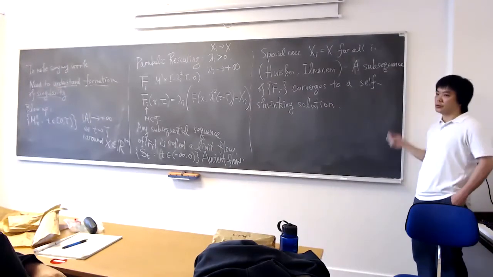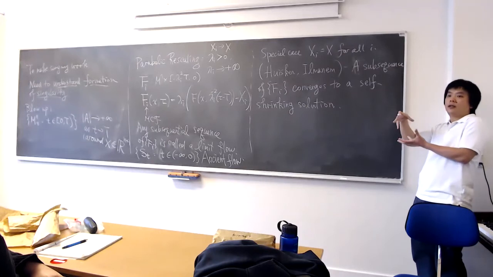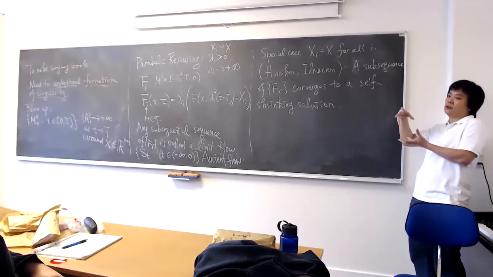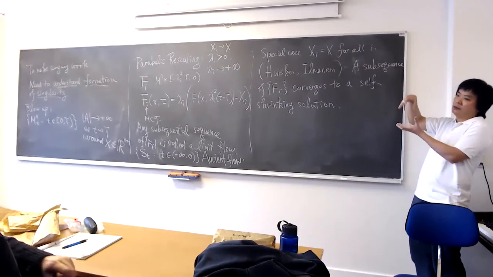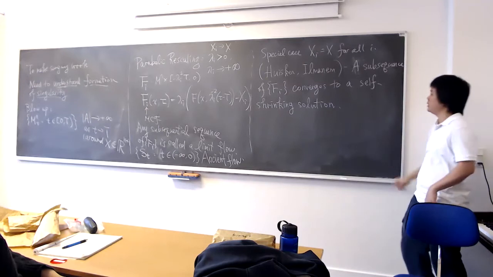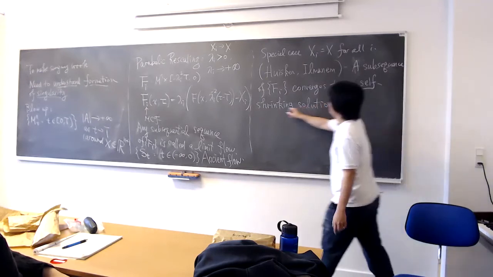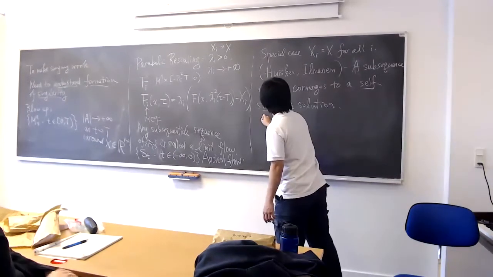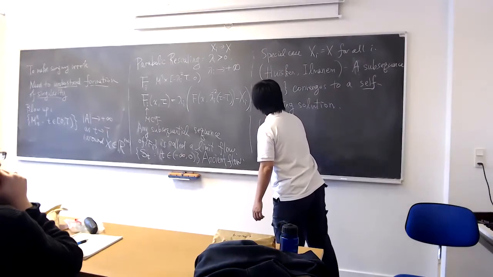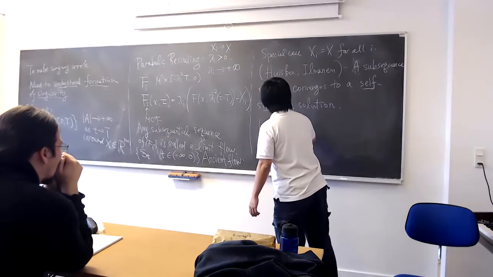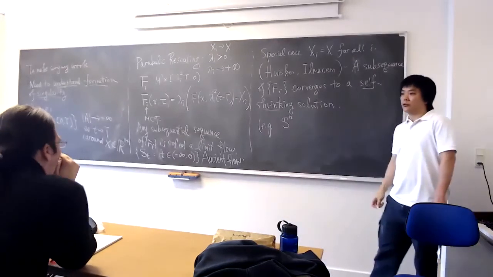Well, what do you mean by self-shrinking? For example, the sphere is an example of a self-shrinking solution. So it stays the same shape in a mean curvature flow, just that it becomes smaller and smaller. So by self-shrinking, that means, for example, the sphere will be one of the self-shrinking solutions.